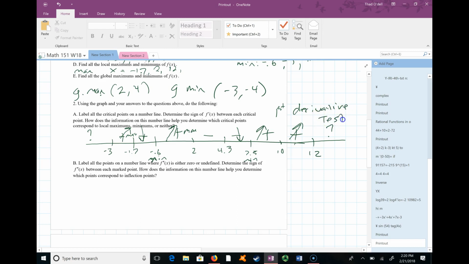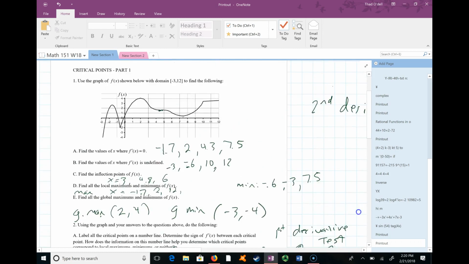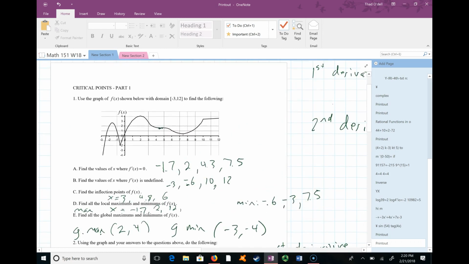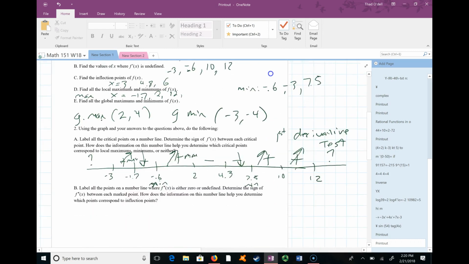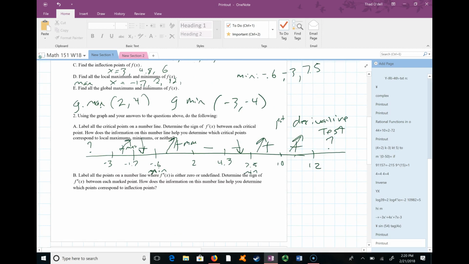It's coming at it from a different angle, because normally we would be given an equation, take the derivative, and find out where the derivative is negative. But here we're looking at the graph of the function and determining the derivative by looking at the slope. Okay? But that's what it looks like.